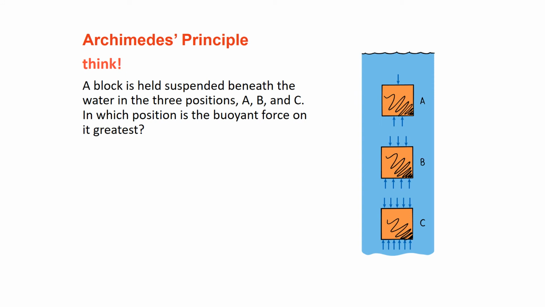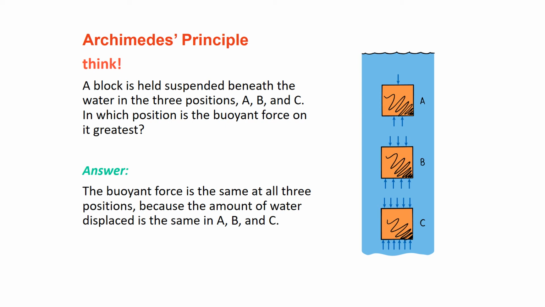Another example: a block is held suspended beneath the water in 3 positions, A, B, and C. In which position is the buoyant force on it greatest, assuming that it has a constant volume? The answer is obvious. There is no change in the buoyant force in the 3 positions because the volume is constant and the displaced water in the 3 cases will be the same.